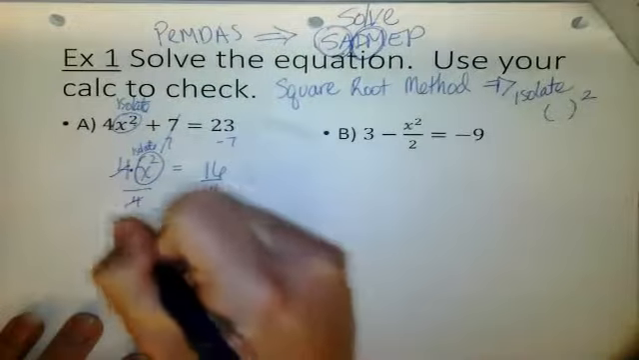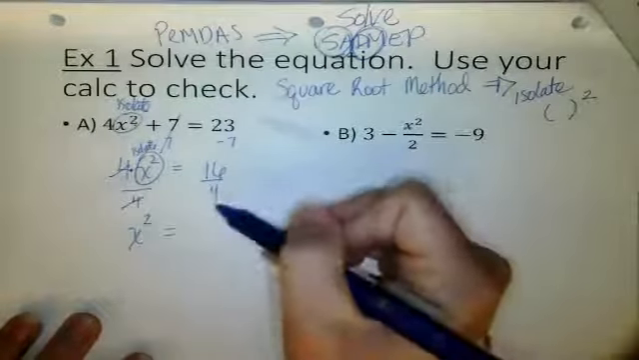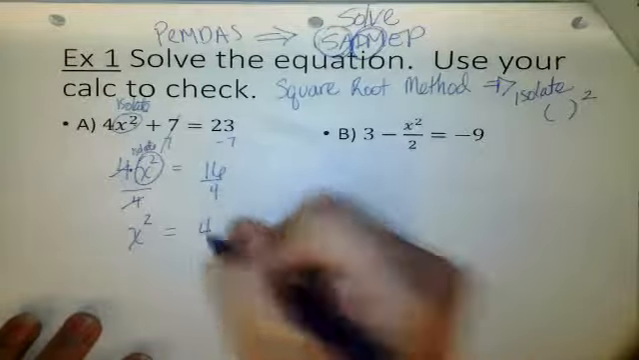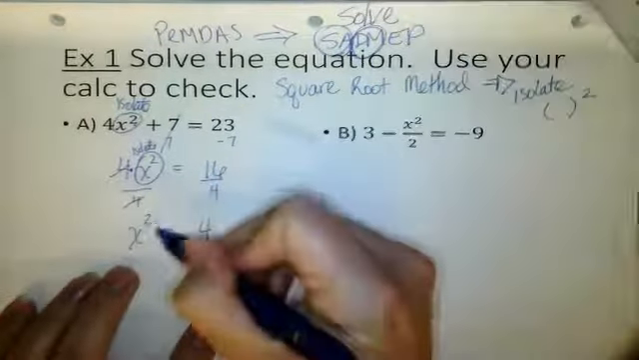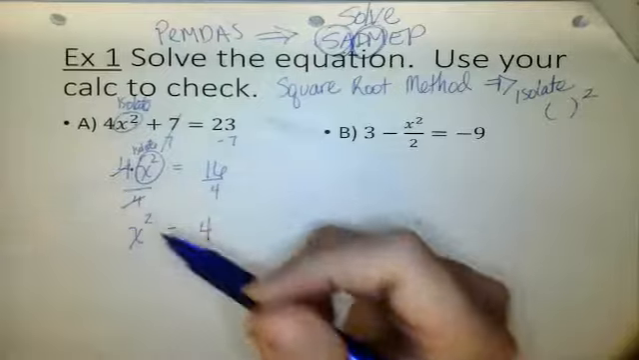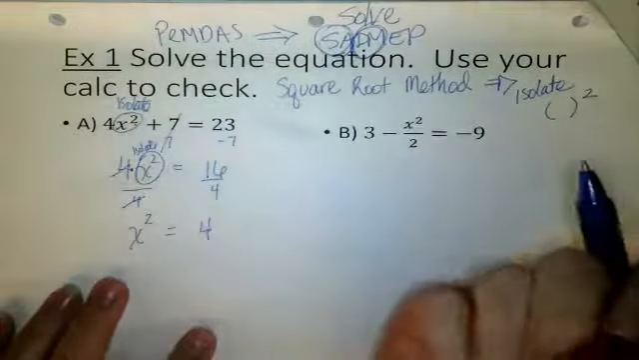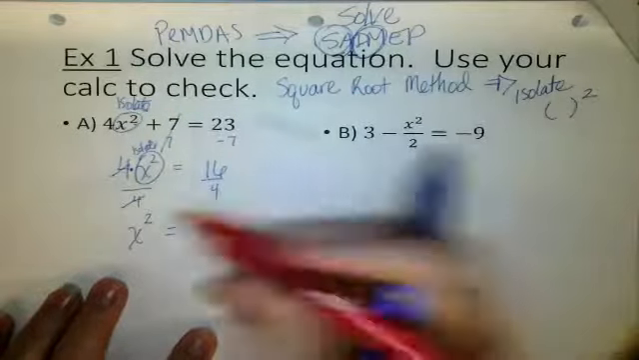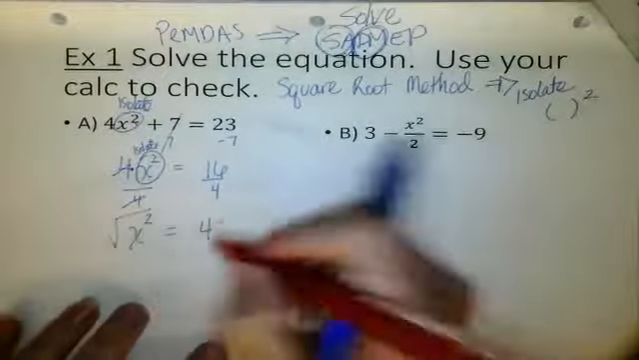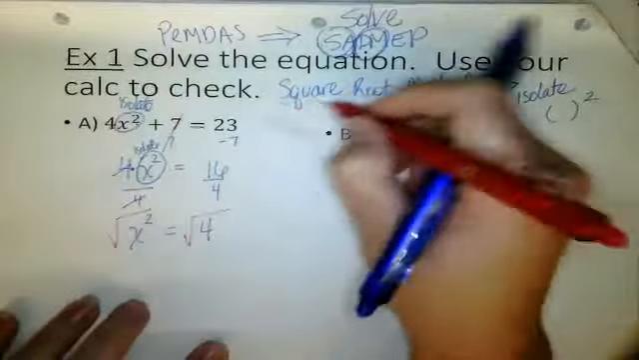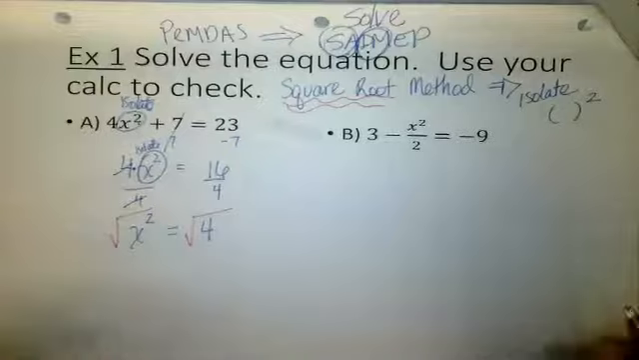All right, so that gives me x squared all by itself on the left. What's 16 divided by 4? 4. Okay. And then now you'll notice an exponent. I want to get rid of this exponent. I want to cancel it out. What undoes a square? The square root. Cancels it out. So we're going to take a square root. That's why it's called the square root method. We're going to take a square root of both sides.